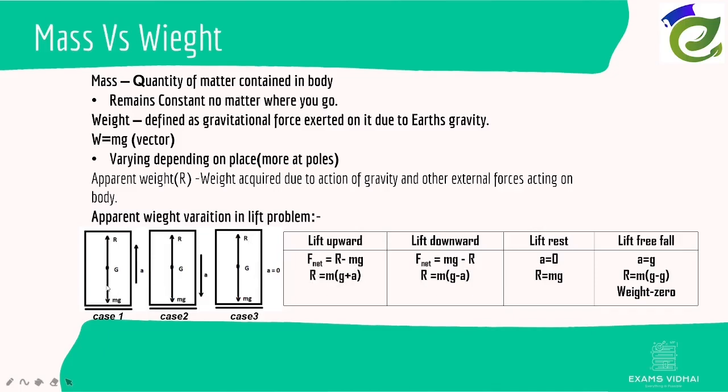Since you are moving up, you add the acceleration as well as the gravitation, so when you are going upwards, your apparent weight increases. Similarly, when you are going downwards, the apparent weight decreases. That will become g minus a, and similarly m into g minus a, since here the lift is falling downwards, you get a negative sign.